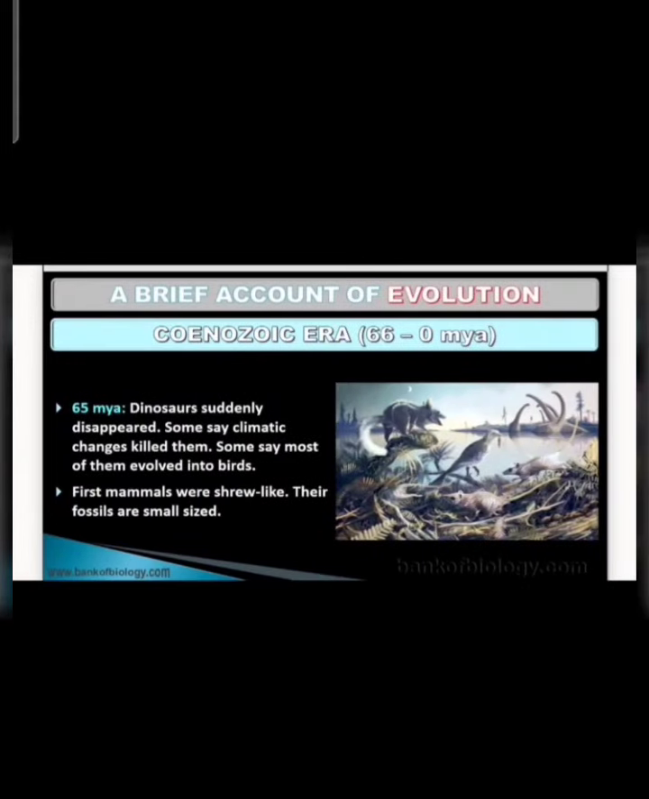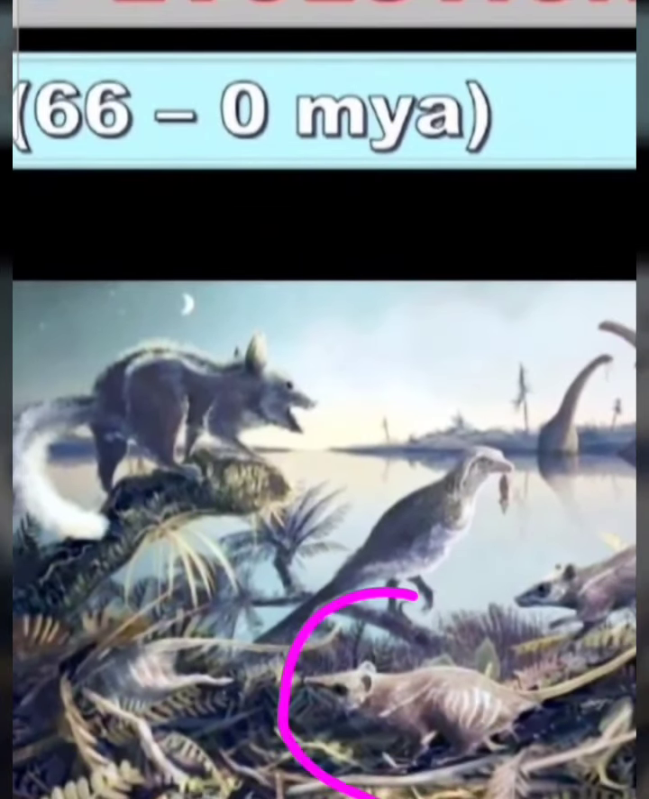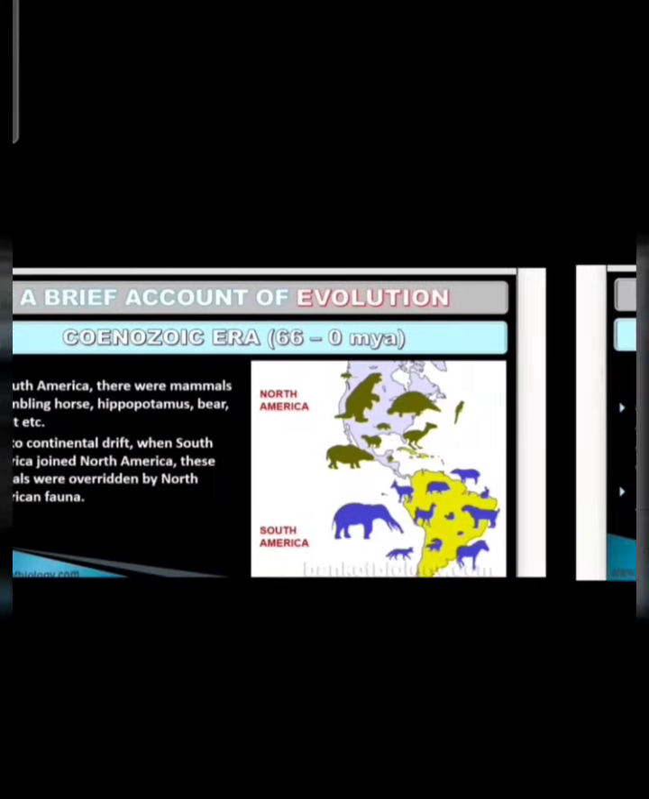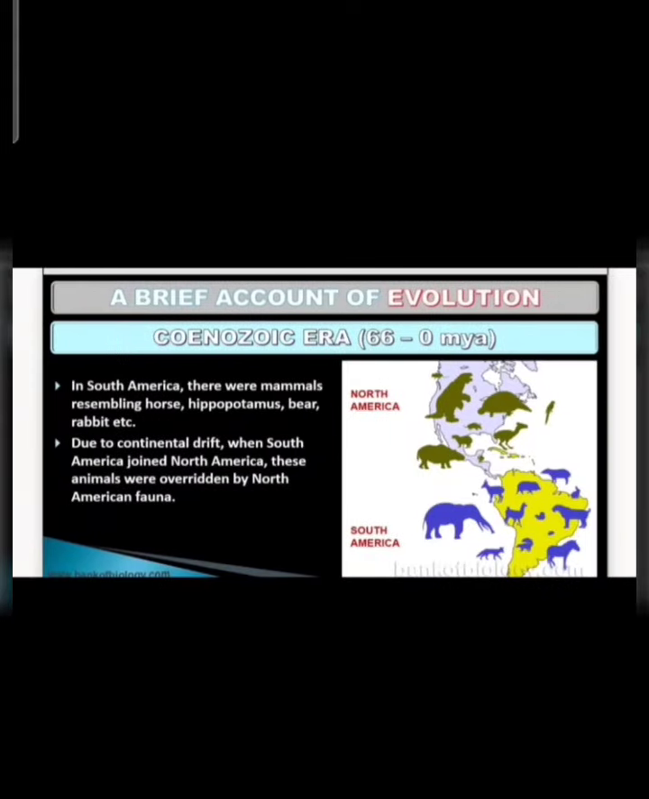The first mammals were shrew-like; some of them behaved like rats, which is why we call them shrew-like. Their fossils are small in size, and by them we can say that mammals appeared and they were shrew-like. In the Cenozoic era, in South America, there were mammals resembling horse, hippopotamus, bear, rabbit, etc. Due to continental drift, when South America joined North America, these animals were overridden by the North American fauna. That means they were overridden and started surviving there.